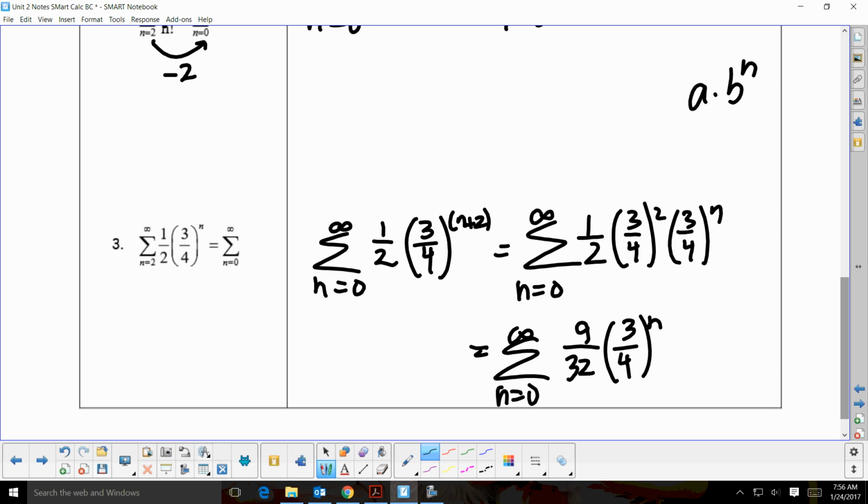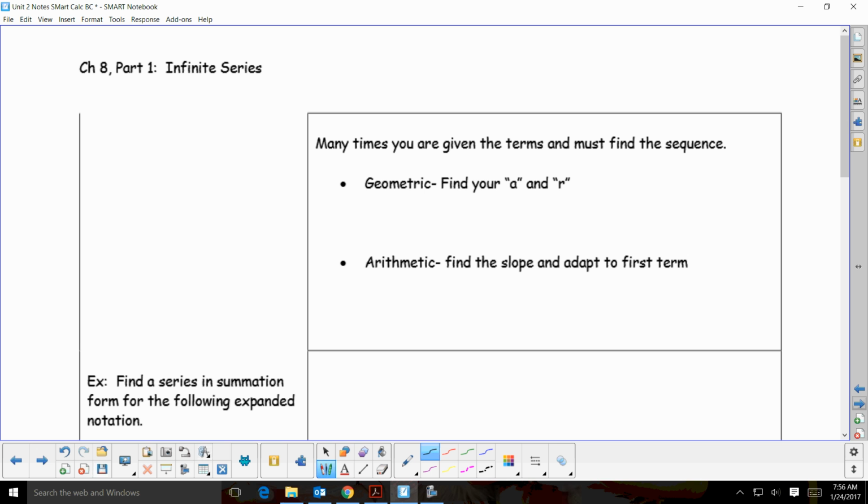Okay, any questions on changing the starting value? Okay, so again, geometric is like you are multiplying by a number, okay? So you are multiplying. Arithmetic, you are adding or subtracting a number. Okay? So you can find the slope and adapt to that.